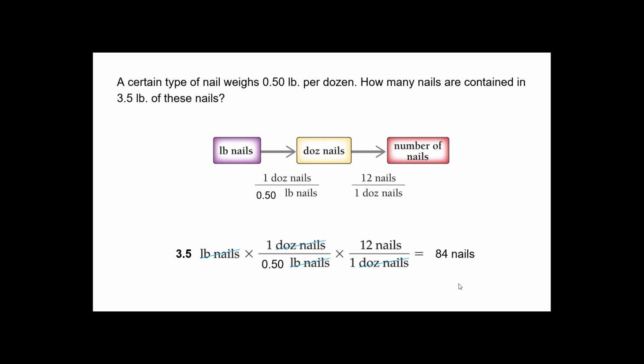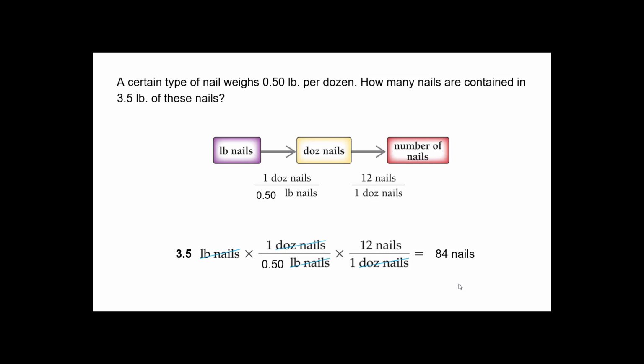So here's another problem. A certain type of nail weighs 0.5 pounds per dozen. How many nails are contained in 3.5 pounds of nails? So the first thing we need to know is that if you have a dozen nails, which is 12 nails, it weighs about half a pound. And then with a dozen, that equals 12 nails. So this is the same problem, but we've just changed the numbers. As you can see, I just plugged in numbers on it.